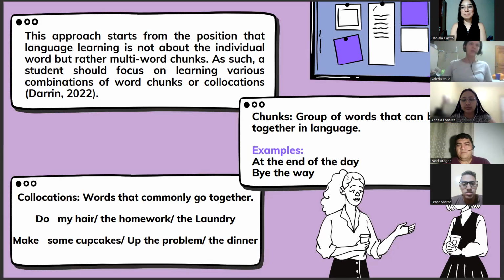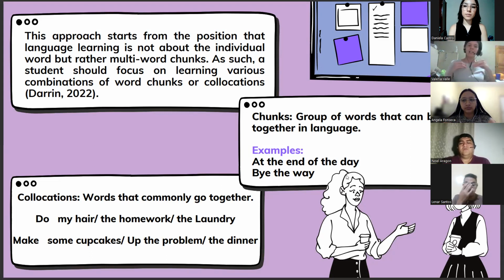Well, to start with, we have to know what the lexical approach is. The lexical approach starts with the idea that language learning is not about individual words, but rather multi-word chunks. It is focused on the variety of combinations of word chunks or collocations. This method tries to make the building of sentences easier.